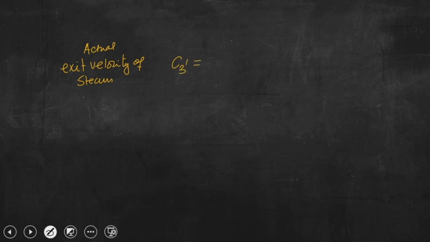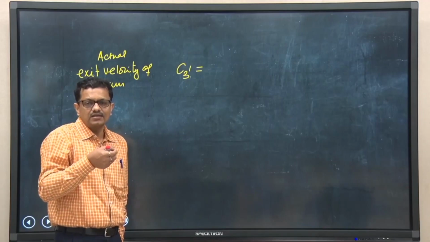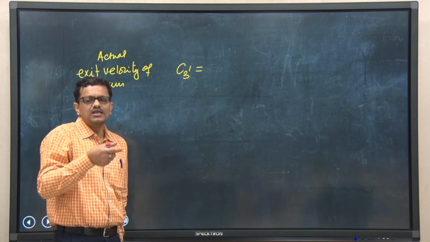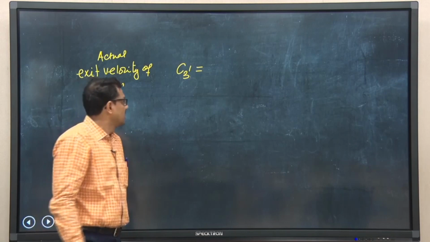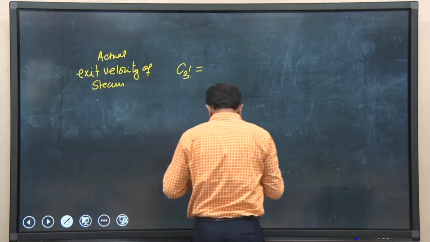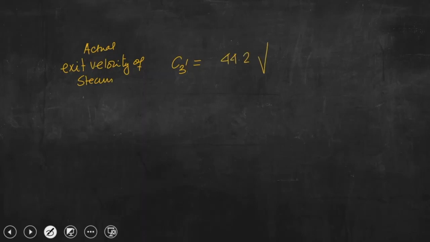Now, next we need to calculate what would be the exit velocity of steam. So, this would be again actual exit velocity of steam. So, this is C 3 prime, that would be equal to, we have already calculated in the last class, the exit velocity of steam if we ignore the velocity of steam at the inlet of the nozzle, assuming the velocity of steam at the inlet of the nozzle is very small as compared to the velocity of steam at the exit of the nozzle, because our objective is to increase C 3 prime. If we recall that formula, that is nothing but 44.2 into under root delta H, that is H 1 minus H 3 prime.